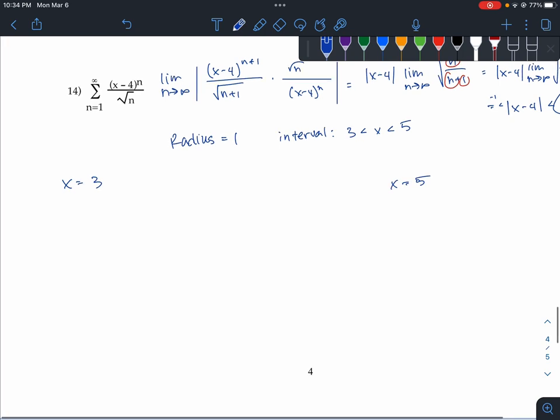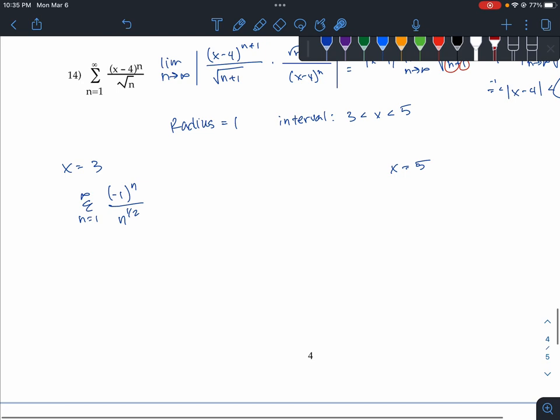So if I plug 3 into my series right here to see if it converges at that point, we'll get the series as n equals 1. If I plug in 3, that's going to be equal to 3 minus 4, which is negative 1, to the n, divided by the square root of n. Now, square root of n is n to the 1/2 power. So p is less than 1, so it's a p-series. And this is a p-series that will converge. So just to verify, we'll run the alternating series test.